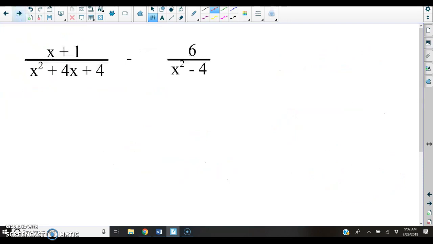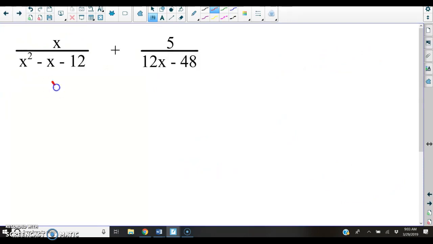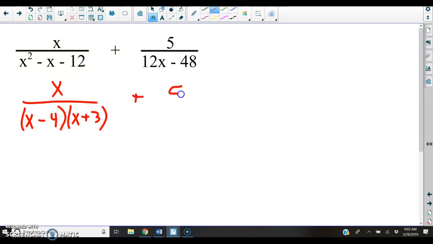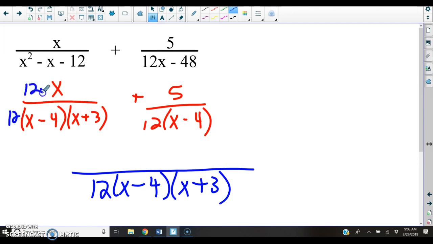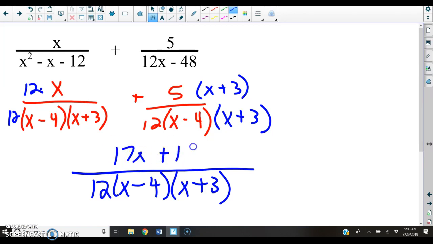I'll go quick. I'm going to run through these pretty fast. Factor this denominator to x minus 4, x plus 3. And this one, I could take the 12 out and have the x minus 4. So the common denominator would be 12, x minus 4, x plus 3. So this first fraction needs a 12, and the second fraction needs the x plus 3. So I'm going to have 12x plus 5x for 17x plus 15.